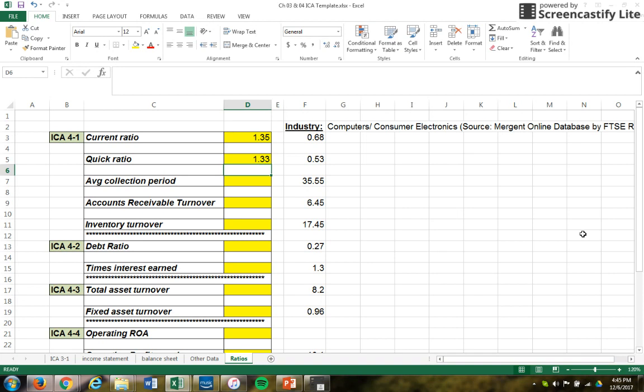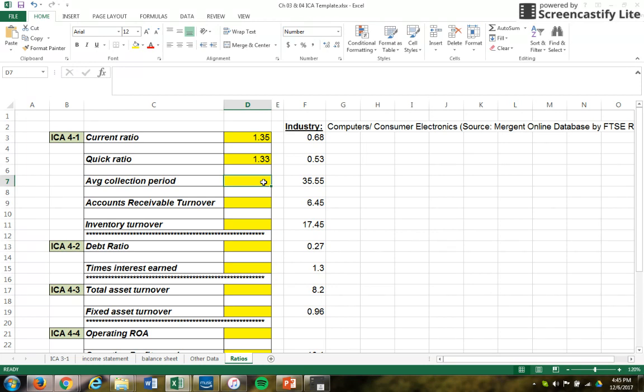Again, very strong compared to the industry average, that even without inventories, they can cover their short-term liabilities about 1.33 times. Let's move on to average collection period. Average collection period simply shows us how long it takes for the firm to get paid after they sell items.